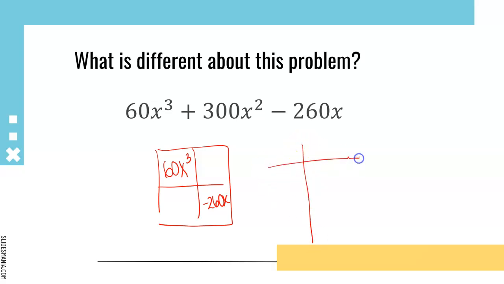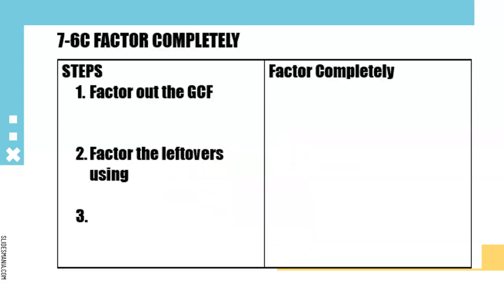And then when we start to use this table and think about our multiplication, we are going to have to find something that multiplies to 60 times 260, and I don't even want to think about what that equals. So we have some really big numbers, and we also have some x's in places that shouldn't have x's. So when we see a problem like this, what we want to check is if we can factor out the GCF first to make it a little bit simpler for us.